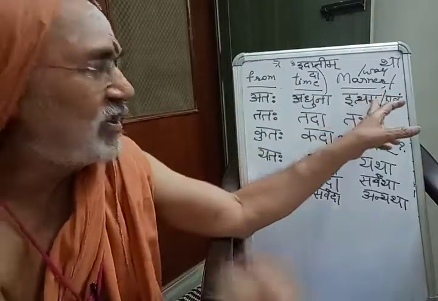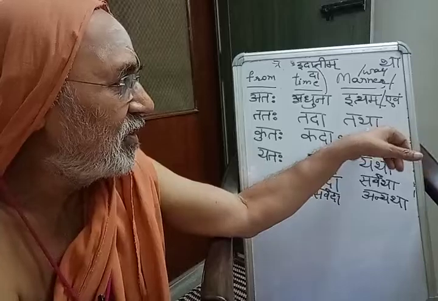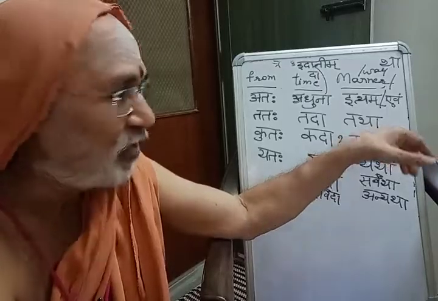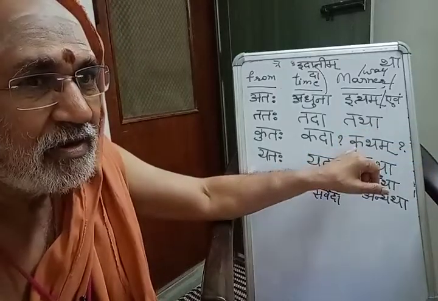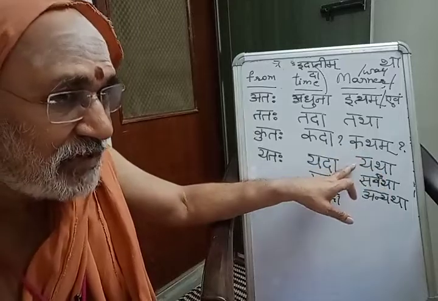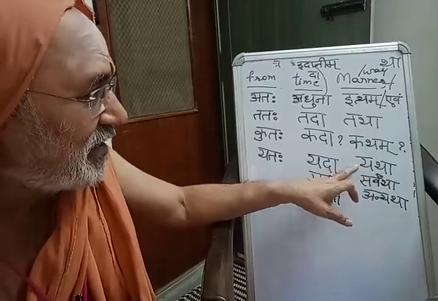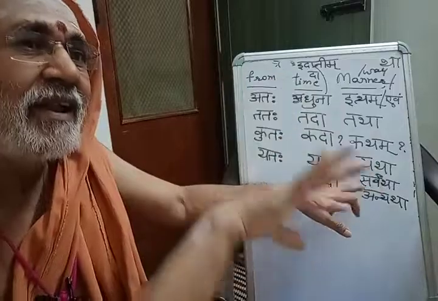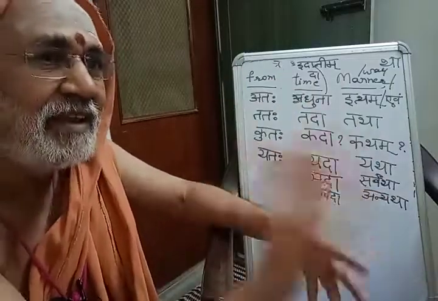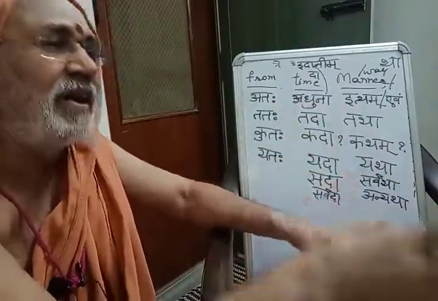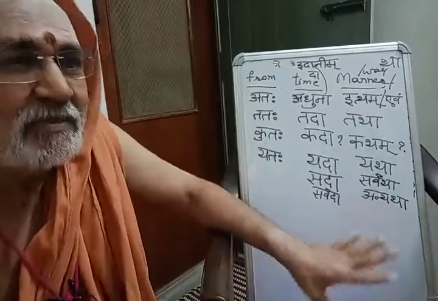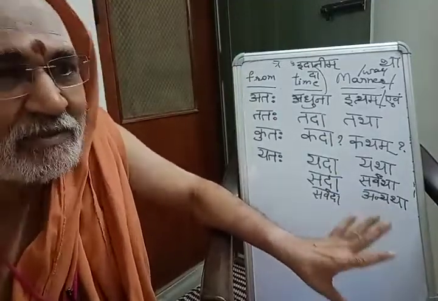Okay, now repeat it. Itham, in this manner. Tatha, in that manner or so. Katham, how, in what manner. Yatha, in whichever manner, as. Sarvatha, in all manner or in any ways. In any way, in any manner. Sarvatha, in any manner it must be done. Anyhow, it must be done.